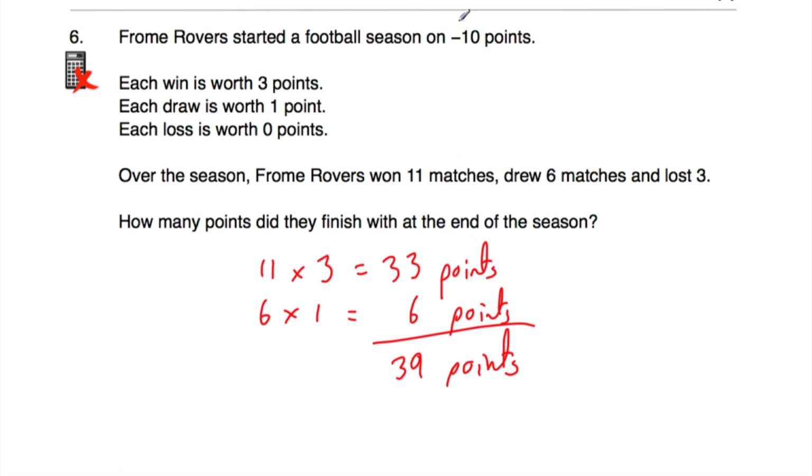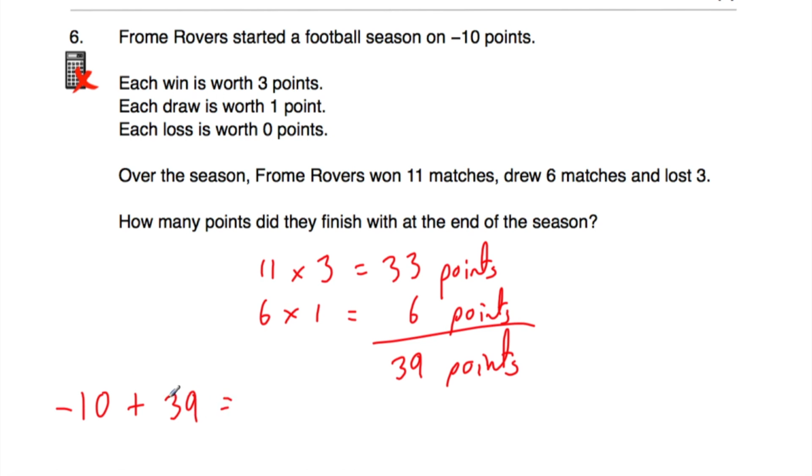Now, they start the season on negative 10 points. So that means that they start on negative 10 points, and over the course of the season, they get 39 points. So if we add those 39 points onto the negative 10 that they started with, that would tell us how many points Frome Rovers will finish the season on. So we need to do negative 10 plus 39.